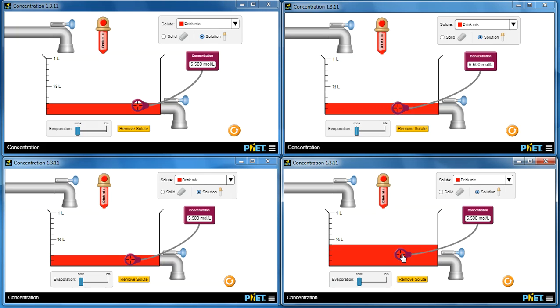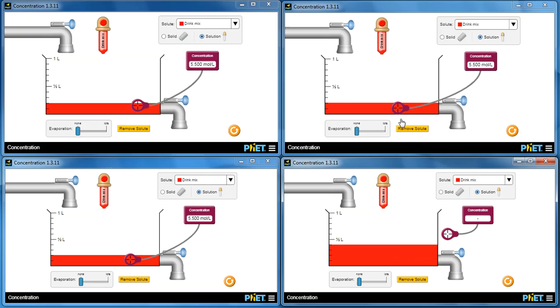Now think in terms of the amount. The amount will be identical in the first 3 because we have the same volume and same concentration. But in this last one, I'm going to have double the amount because I actually have double the volume. So I've got more drink mix in this last one.